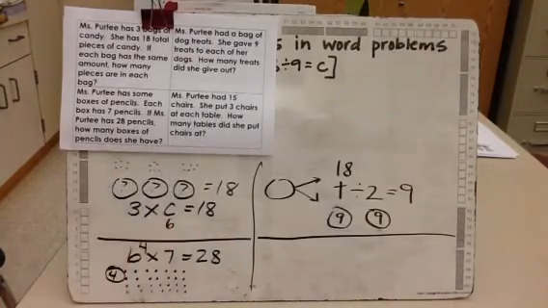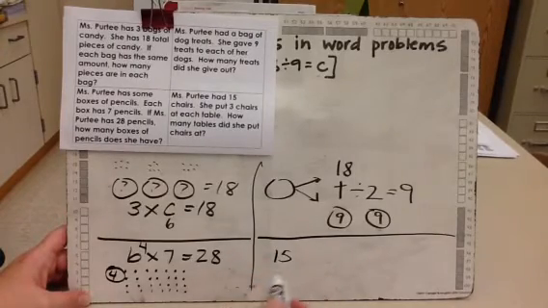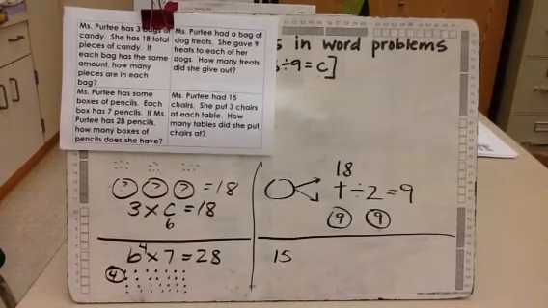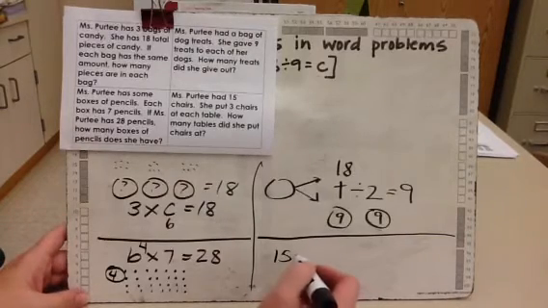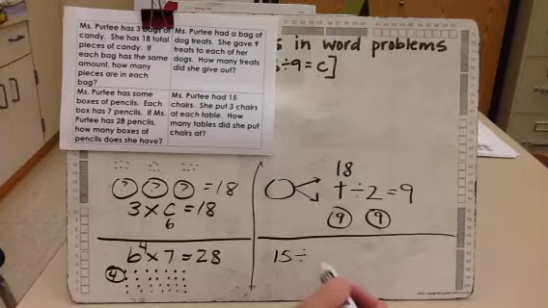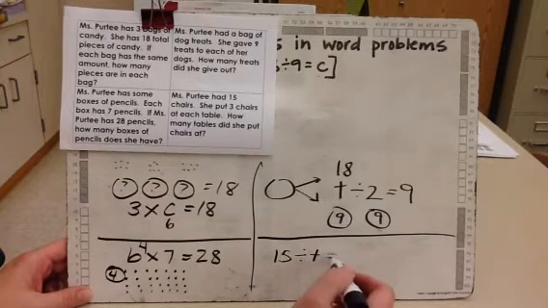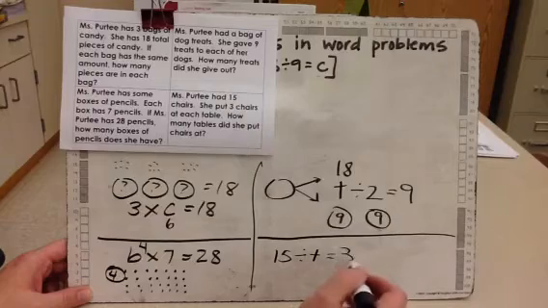My last one here, Miss Pertee had 15 chairs. She put 3 chairs at each table. How many tables did she put chairs at? All right, so I had 15 chairs here. And I'm putting the chairs out. So to me, that makes sense to use division. I'm getting rid of my chairs. So I'm dividing them into groups. But I don't know how many tables I put. So I'm going to put a T for tables. And it was in groups of 3.